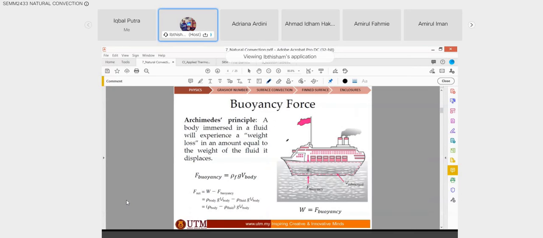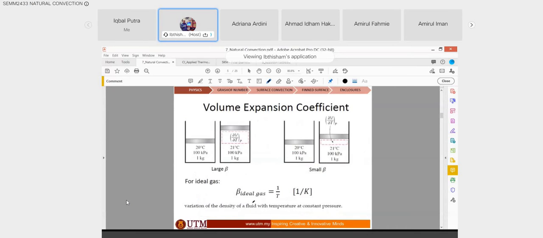So with respect to that, we are looking at different density with respect to Archimedes' principle of buoyancy force. So we come up with the equation over here. The most important thing is that the force that holds the ship is basically due to the different density. Okay. So before we look into natural convection, let's look into a couple of additional parameters that we need to use for natural convection.